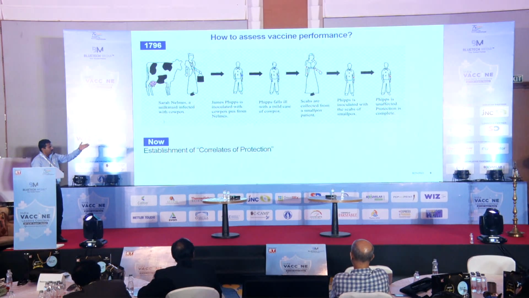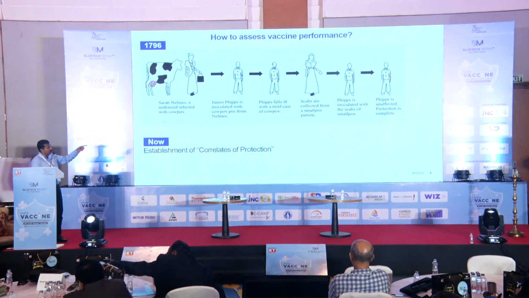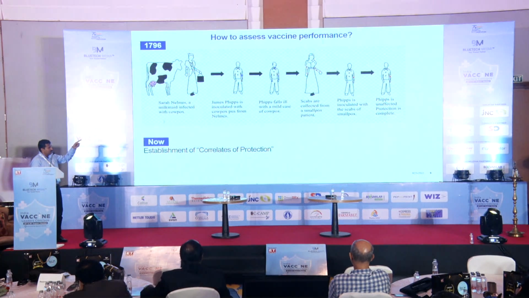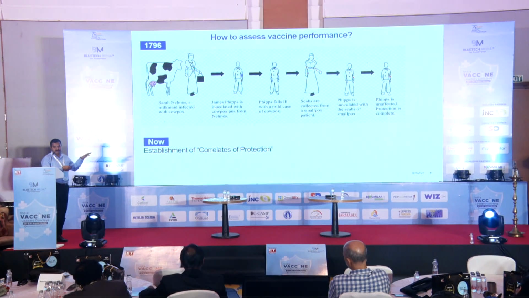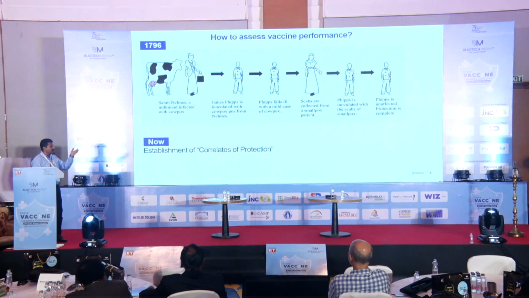Then another lady infected with smallpox, the infected pock marks, all the pus material, was introduced into the same boy, James Phipps, and then he survived. He didn't show disease. So this was the first, and then Jenner reported 20-30 more cases, and then it was accepted that okay, this is working. But those were the days. Now we have to show much more in vitro data, which is known as correlates of protection.